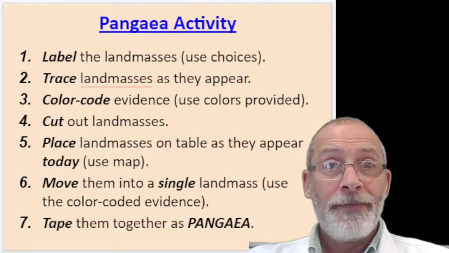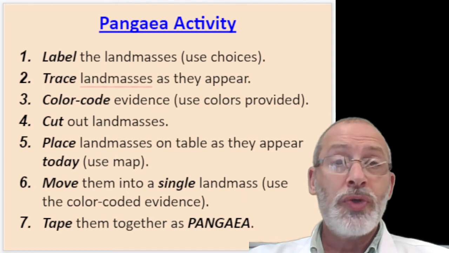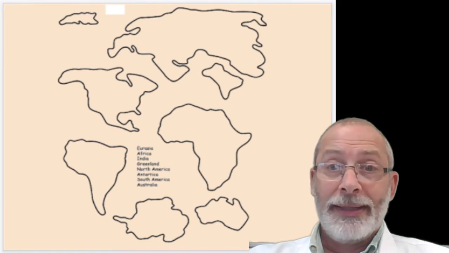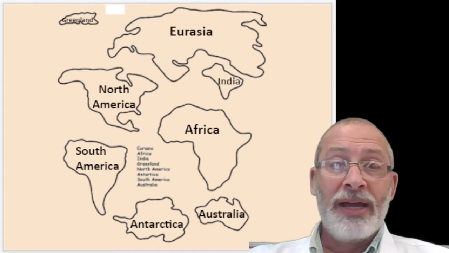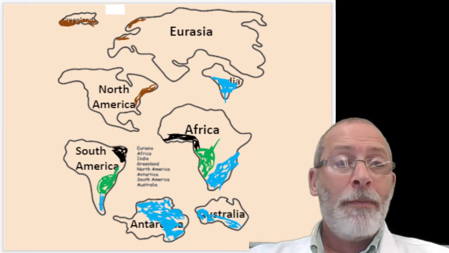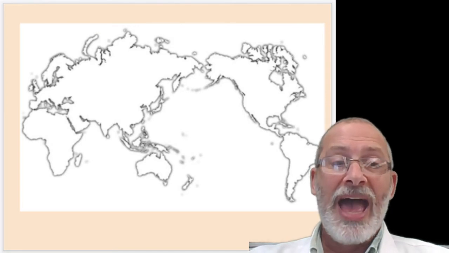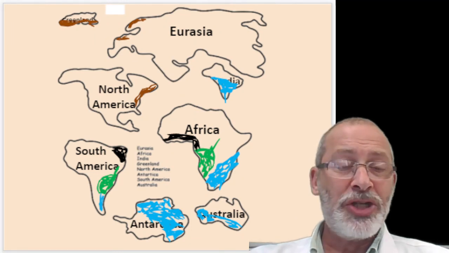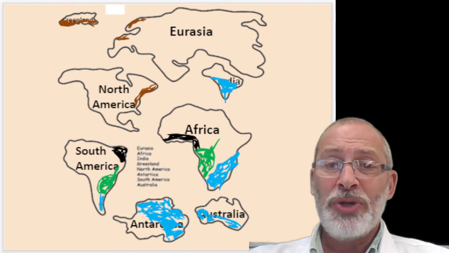So you're going to use your book, you're going to use some colored pencils, you're going to use scissors, and you're going to use some paper that I provide you to label the land masses, outline the land masses, color code the land masses, cut them out, put them into their current geographical position, and then slowly move them together and see what happens. Okay, so that is the Pangaea activity. While you're working on the Pangaea activity, I'll be playing some music for you.